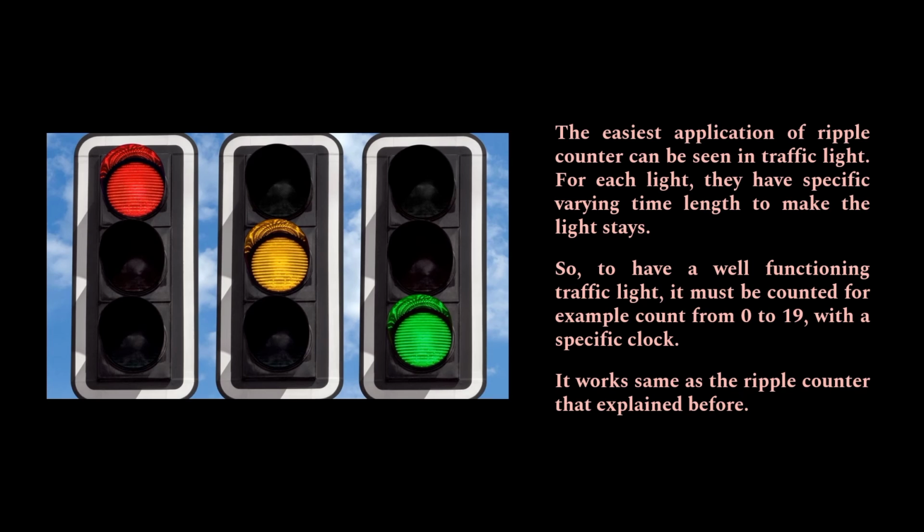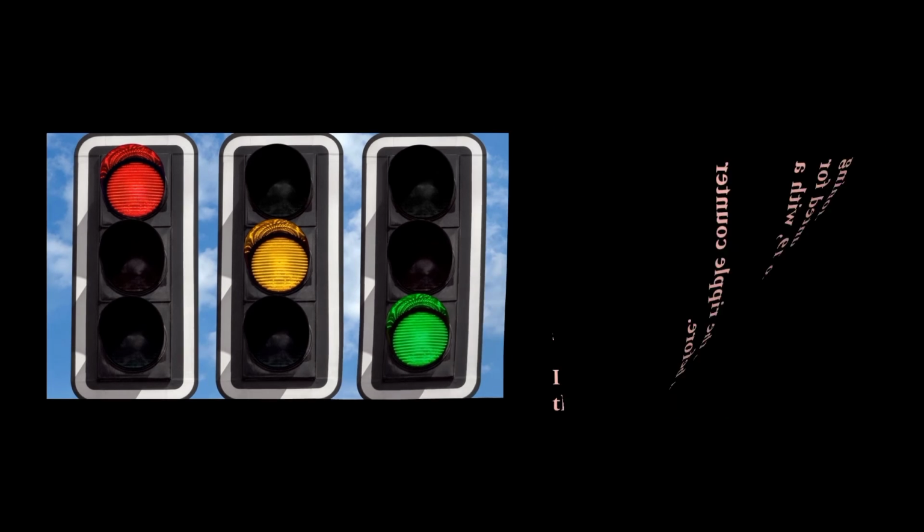The easiest application of ripple counter can be seen in traffic light. For each light, they have specific varying time length to make the light stay. So, to have a well-functioning traffic light, it must be counted, for example count from 0 to 19, with a specific clock. It works the same as the ripple counter that was explained before.